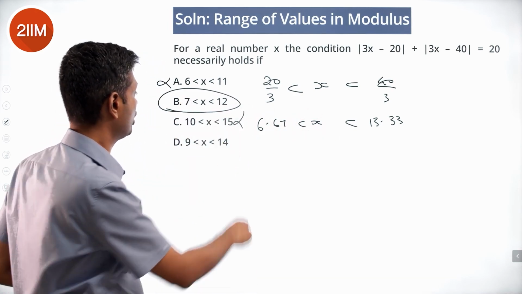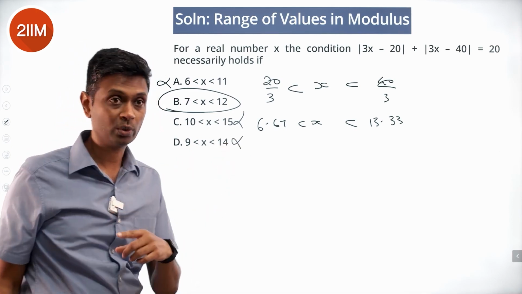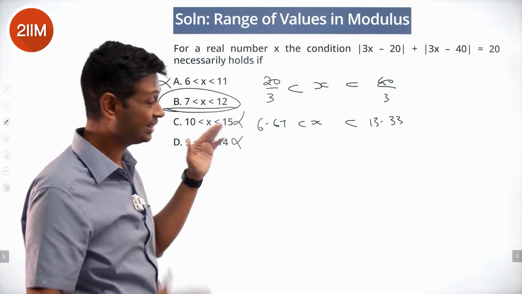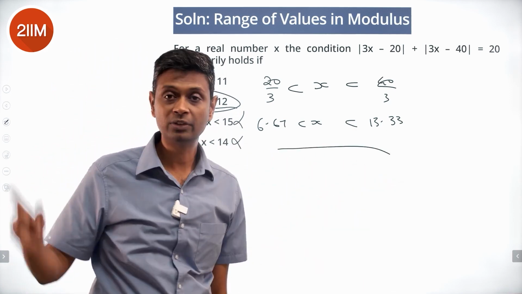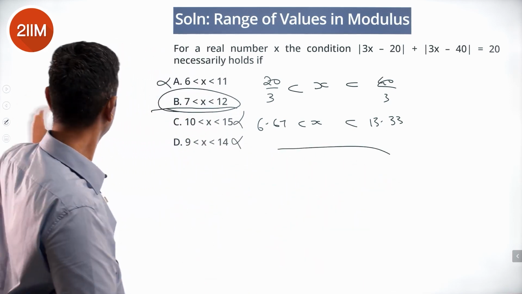9 less than x less than 14 won't work. X could be 13.9, it won't work. This is a subset of this. Therefore, that will work. Choice B for Bombay.